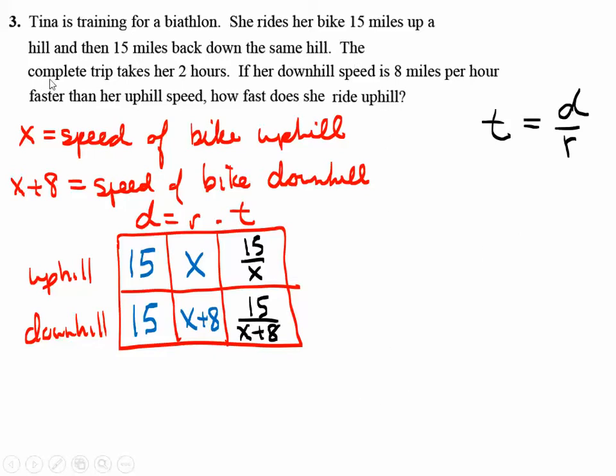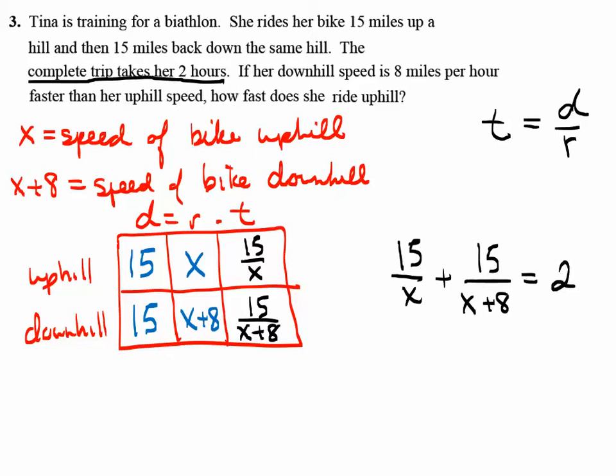Okay, the complete trip took her 2 hours. So we're not going to equal them to each other. Remember, that was the last one. That was in the same amount of time. That's when we make them equal to each other. This one's going to be adding them together and giving you 2. Good there?